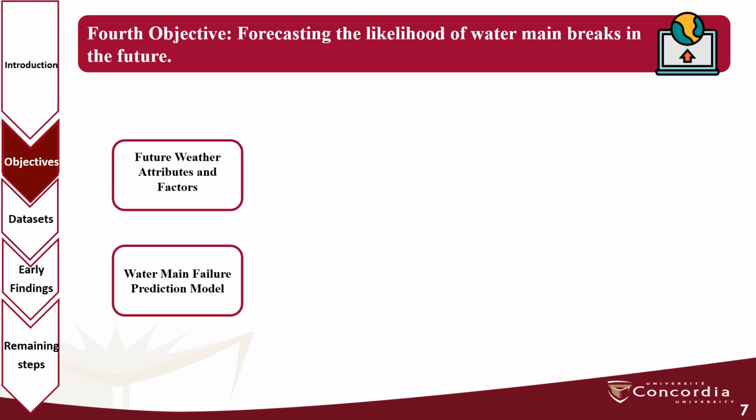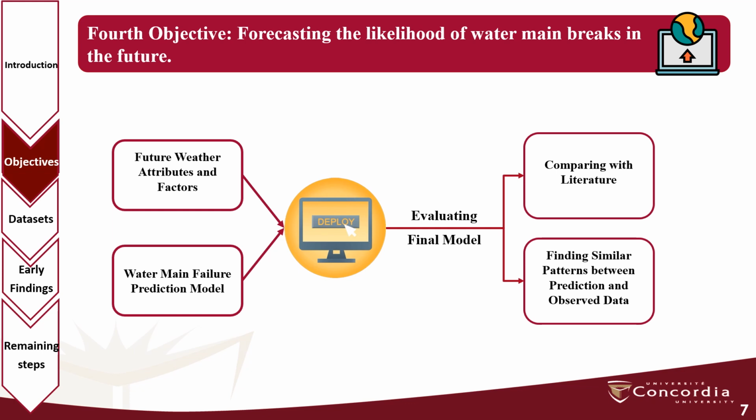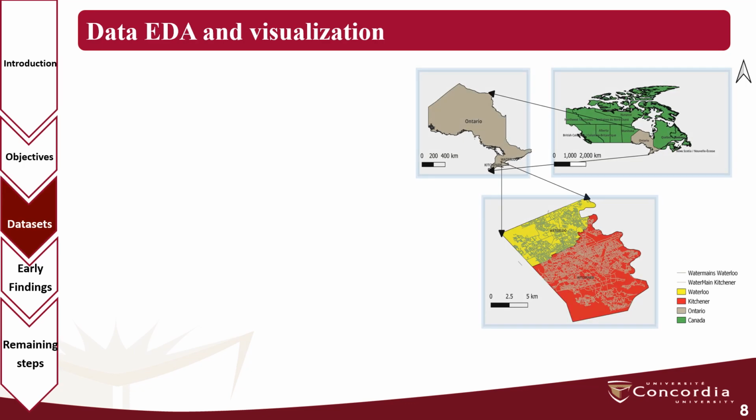In the final objective, we use future weather attributes and factors gained from the third objective, and also our water main failure prediction model, to forecast the likelihood of water main breaks in the future. Then, for evaluating our final model, there are 2 approaches. First, we are going to compare our results with the literature, and then we are trying to find similar patterns between observed and predicted data. The focus of this project is on Kitchener and Waterloo City. We are going to compare these 2 cities.